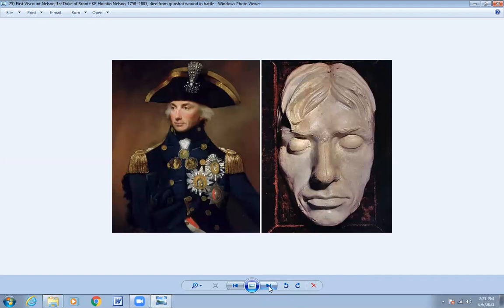I apologize for any gory details, but some of it is actually shocking to think that that was a detail they specifically wanted. This next picture is the first Viscount Nelson, first Duke of Bronte, Admiral Horatio Nelson, born 1758, died in 1805 from a gunshot wound in battle.